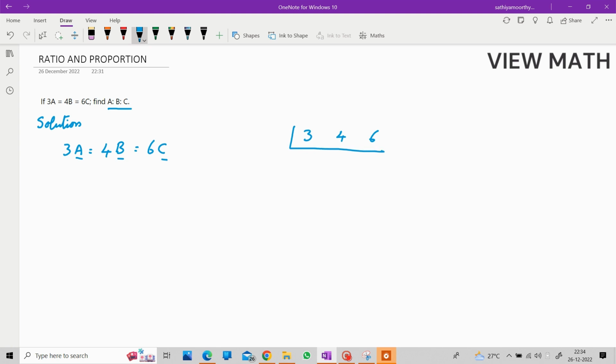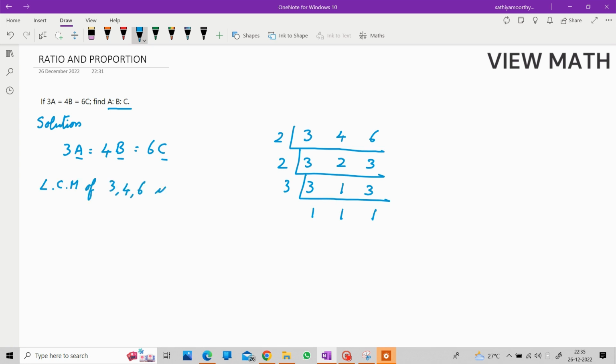So I need to find out the LCM. 2 times 3 as such. 2 times 2 is 4. 2 times 3, again 2 times 3 as such. 1, 3. 3 times 1, 1, 1. So the LCM of 3, 4, 6 is 2 into 2 into 3. It is equal to 12. So 12 is the LCM.